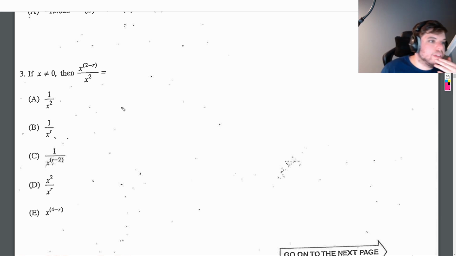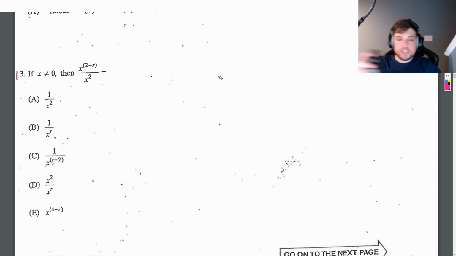All right, this is 13, by the way. If x is non-zero, then x to the 2 minus r over x squared. Interesting. So some exponent rules problems. Take a quick drink while you guys digest this one.